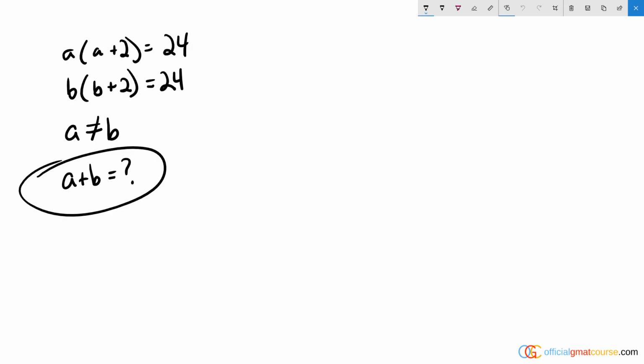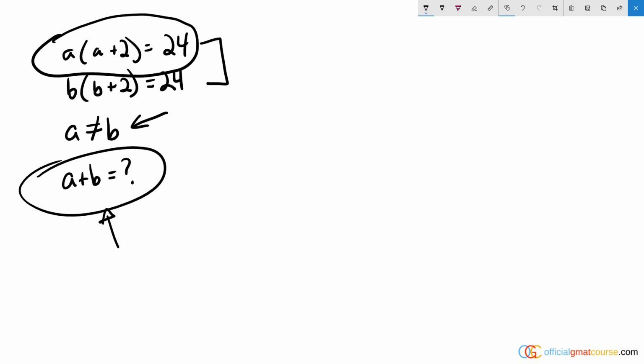So we have a situation here where we have two formulas that look identical, and we're told that A does not equal B, and we're looking for the value of A plus B. Well, if we take either of these formulas, so let's take formula 1, and we multiply A across to distribute it, so we get A times A plus A times 2, we'll get A squared plus 2A equals 24.